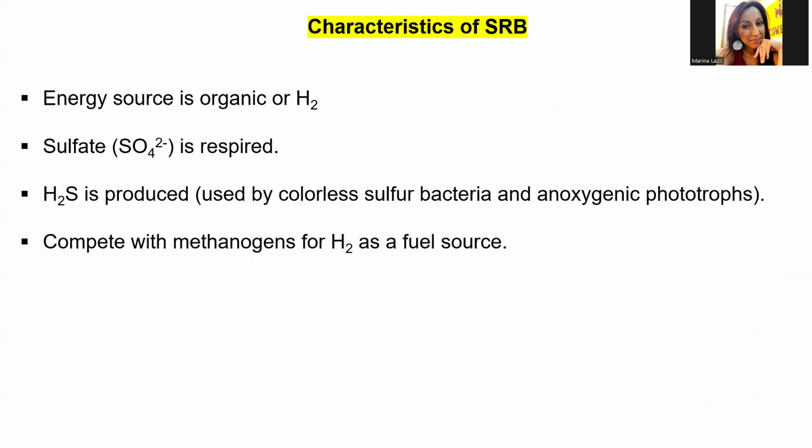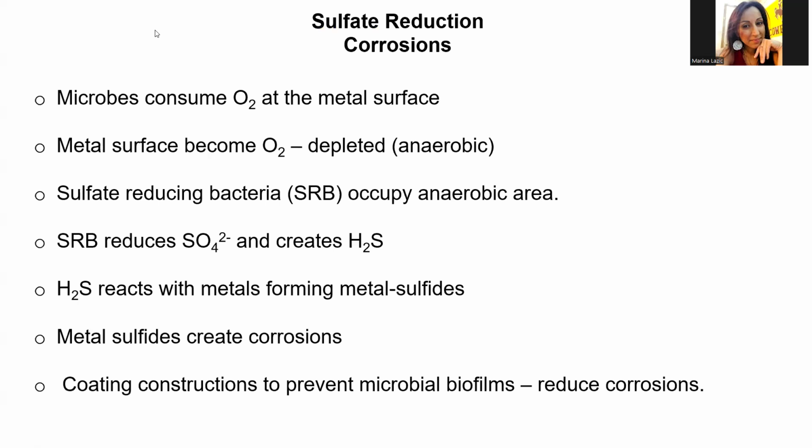The characteristics of these sulfate reducing bacteria is that they use either organics or hydrogen, they require sulfate, and they make hydrogen sulfide that will be delivered to anoxygenic phototrophs, because they need that H2S to run photosynthesis. They will also be in competition with methanogens because they both use hydrogen as a fuel source.